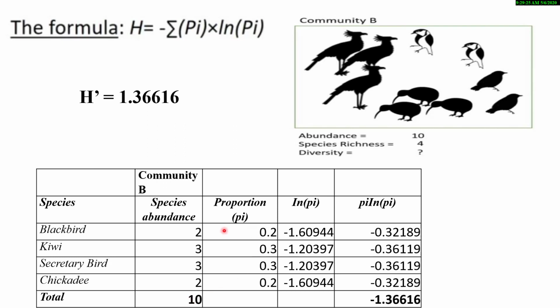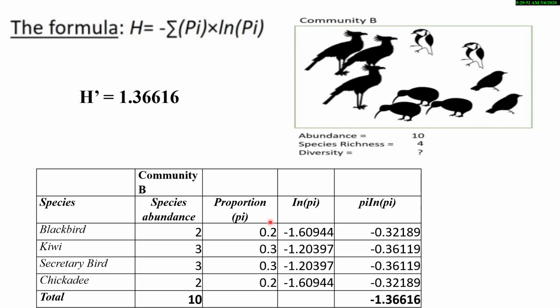Now, let us compute pi. In other words, let us compute the proportion of each bird within the quadrants. So 2 divided by 10 is 0.2. 3 divided by 10 is 0.3. This is 0.3. And this is 0.2.